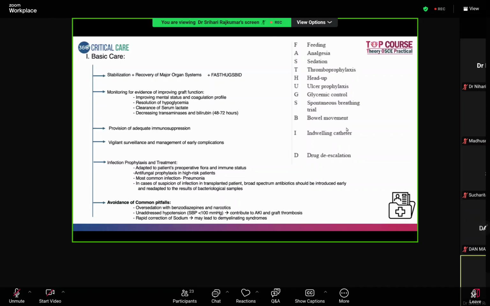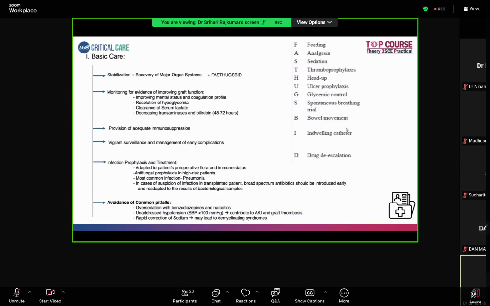So over sedation with benzodiazepine and narcotics should be avoided. Unaddressed hypotension should always be avoided because it can contribute to AKI and it can lead to graft thrombosis. And if the patient's sodium trend is low initially, you don't have to go very aggressively about it, because aggressive treatment can lead to demyelinating syndromes, and that itself is going to create a bad prognosis, and it's going to spoil the purpose of transplant that had been done over a long period of time.